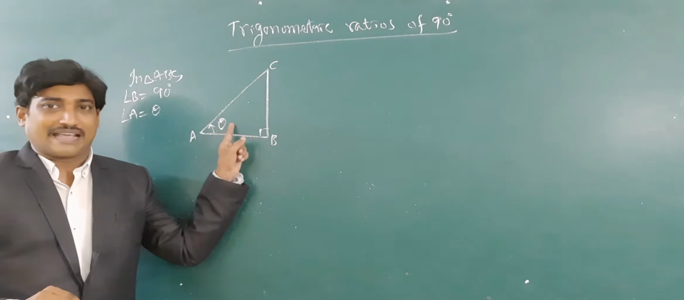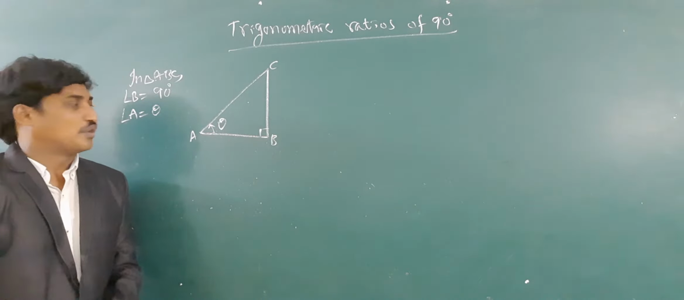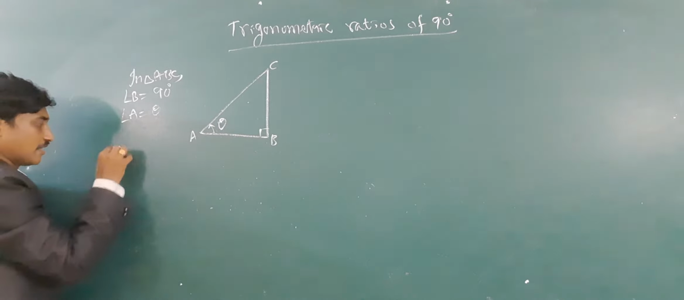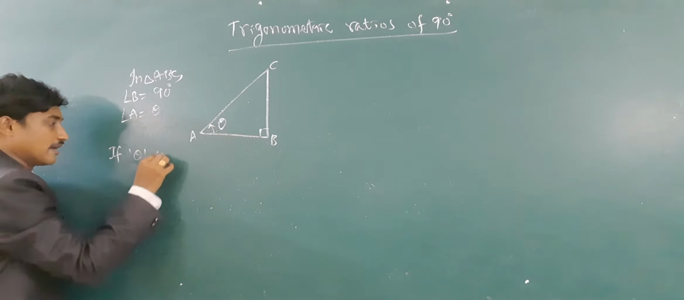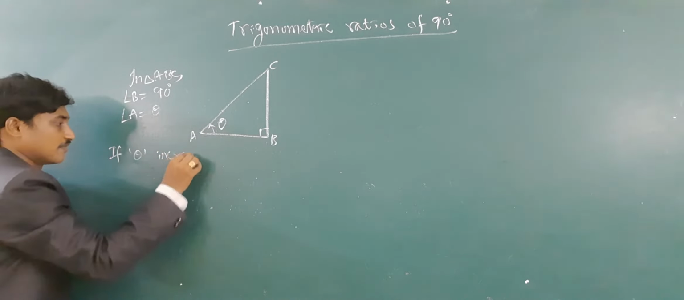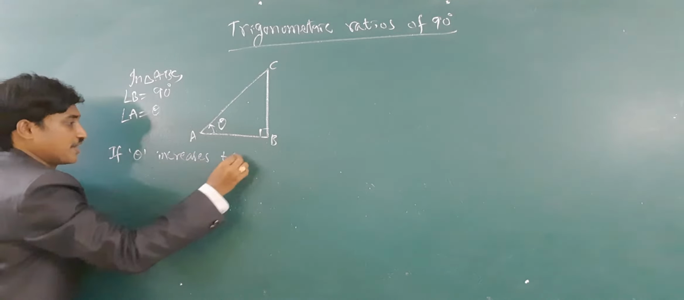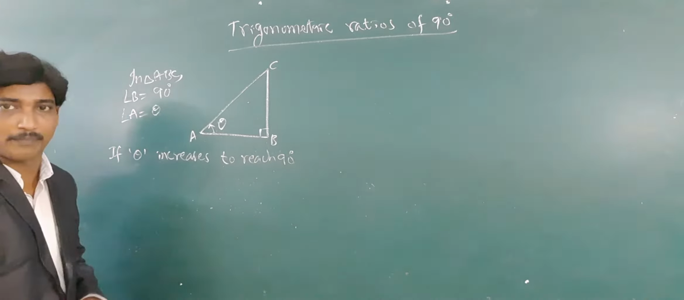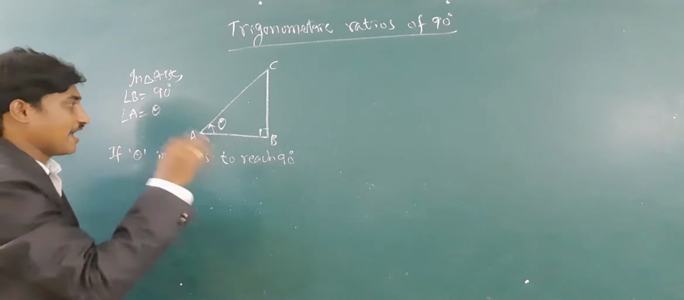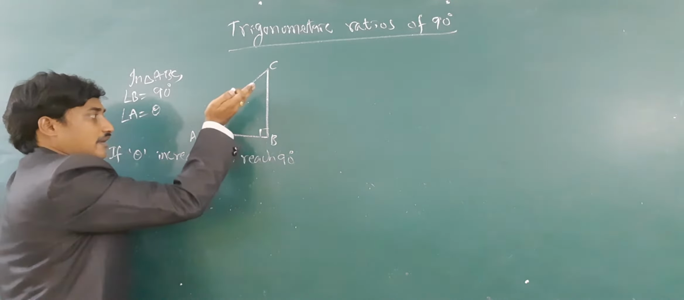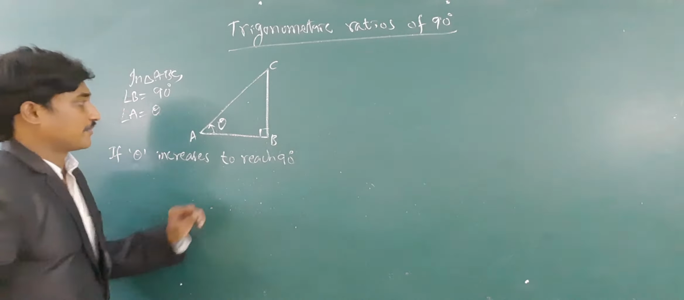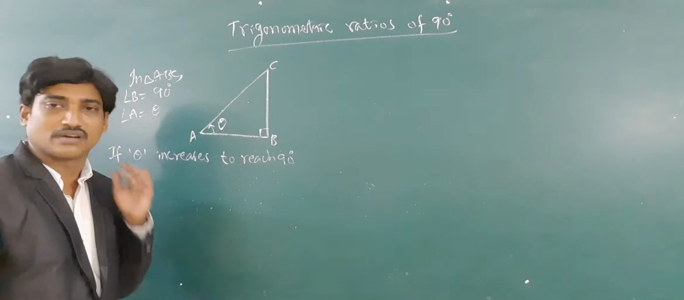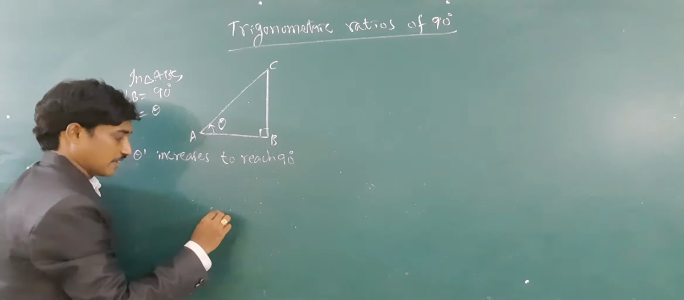If theta increases to reach 90 degree, then what happens? In that case, when theta increases, then B comes close to A. We can observe that fact in this figure.